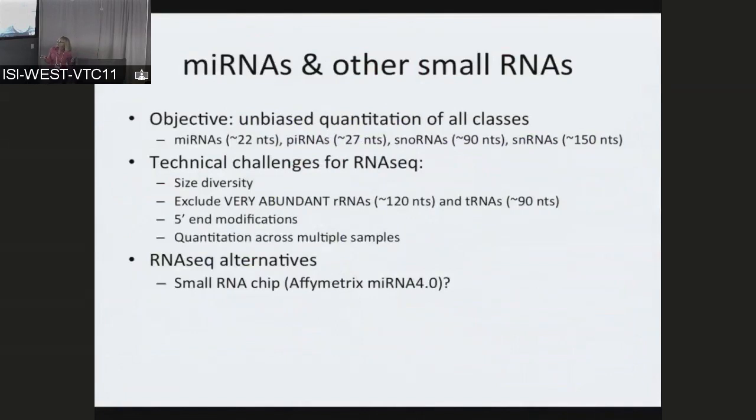And so again, the technical challenge is the diversity of the size. You have to get rid of these really abundant ribosomal tRNAs to study them. There are all kinds of 5' end modifications that make them awkward to deal with in terms of library preps. And then finally, many of these library preps are really quite complicated, so that you get to the point where it's very difficult to have consistency from sample to sample to be able to compare.